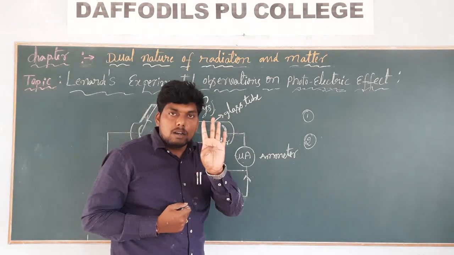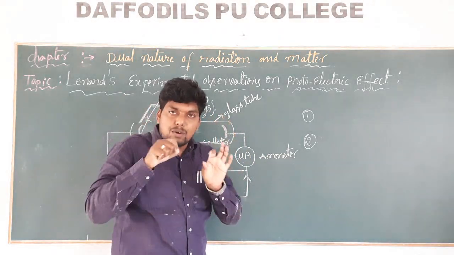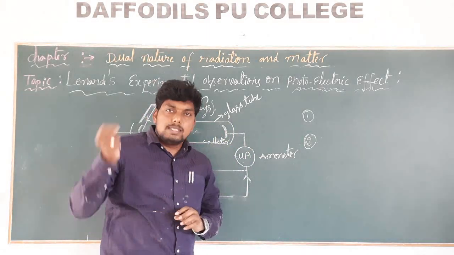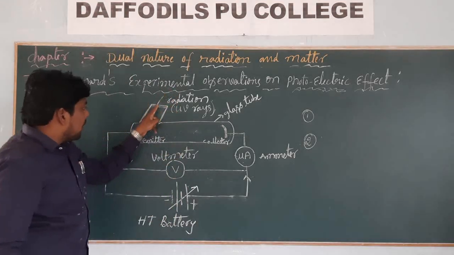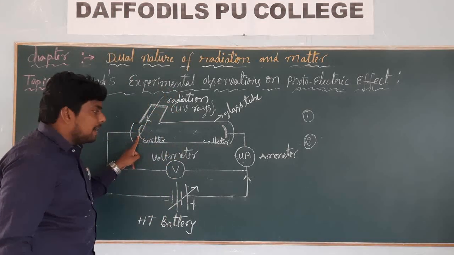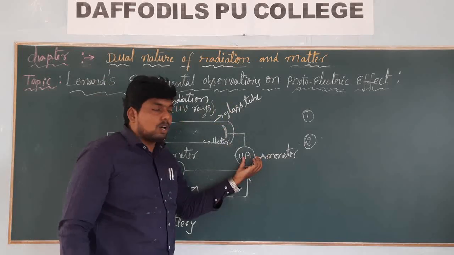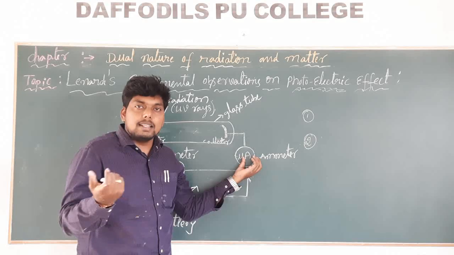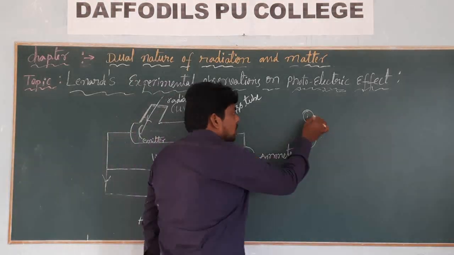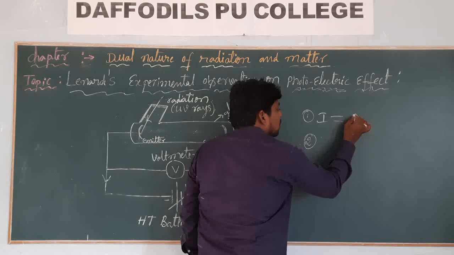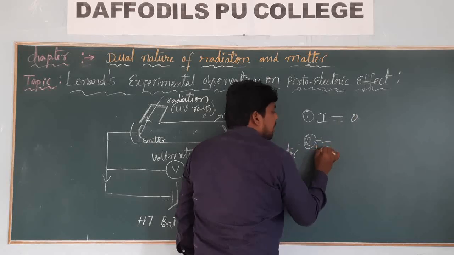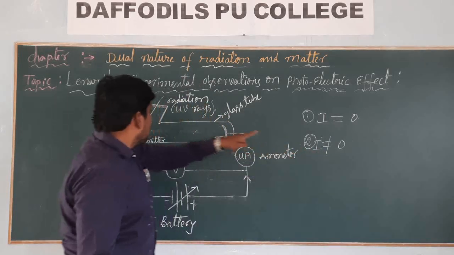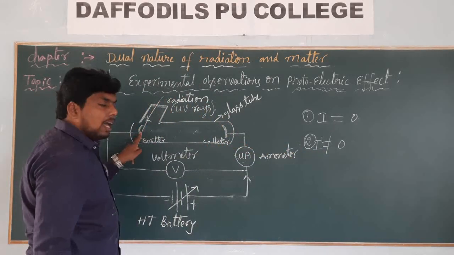In the first condition, there is no UV ray falling on the emitter plate and no photoelectric current in the circuit. Second point is that when the UV rays are falling on the emitter plate, we observe the deflection in the ammeter. What does it mean? Photoelectric current is there or not there? Is there. In the first condition, current I equals 0. In the second condition, I is not equal to 0. Why here I is not equal to 0? Because UV rays are falling on the emitter plate.